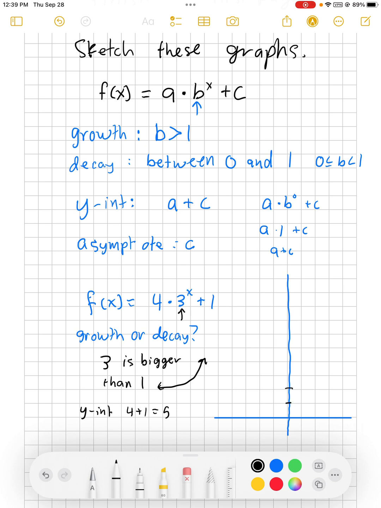So I'm going to go up 1, 2, 3, 4, 5, and that's where it's going to go through the y-axis. I also see that we have an asymptote through 1. So I can go ahead and put in my dotted asymptote, knowing that it's never going to go past 1 because we are shifted up 1 unit. So growth is going to follow this pattern through 5, never going to go past 1.